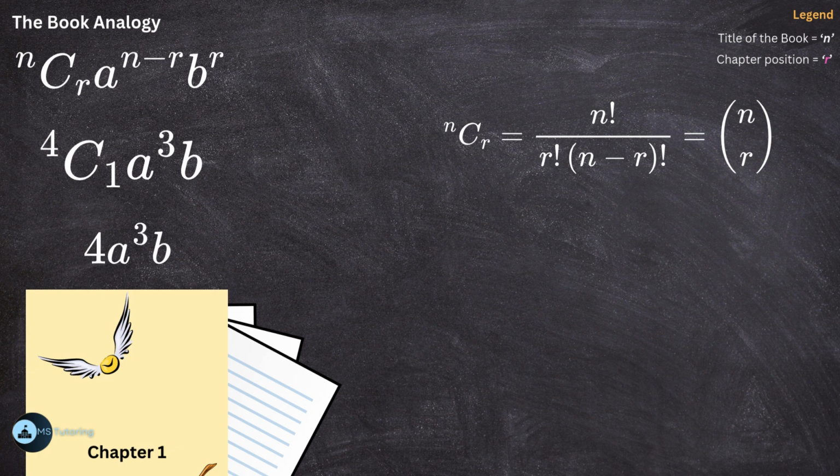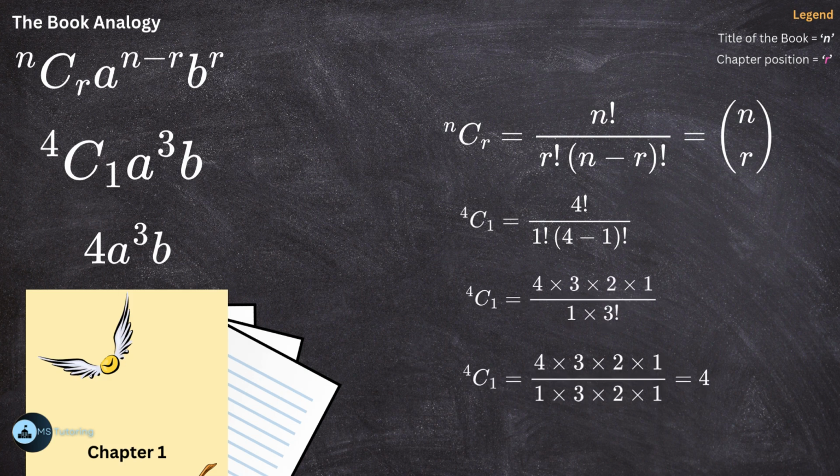All we need to give this index is the title of the book, n, and the position of the chapter we're looking for, r. So if r is the number of our chapter, nCr is the chapter's actual name, essentially the coefficient of the term. Here, when n is 4, and we're looking specifically into chapter 1, where r is 1, we can plug those values in and calculate, and see that we end up with our coefficient of 4.